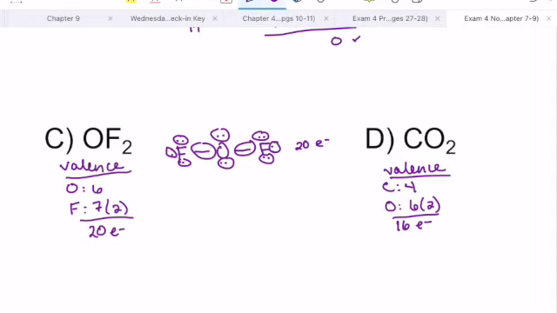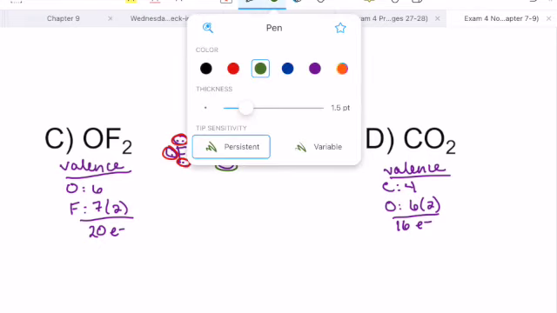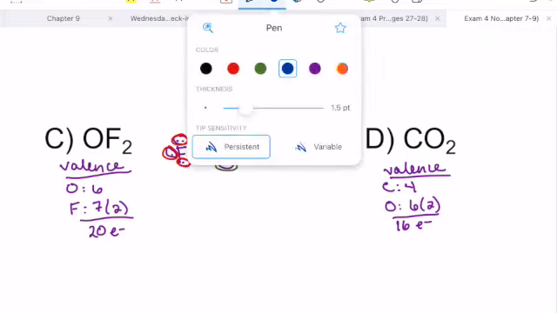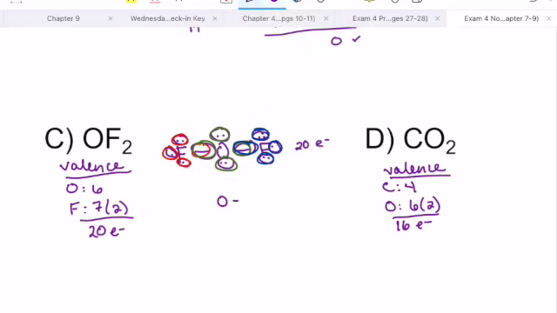Then we have to decide, do we have octets everywhere? So fluorine has 2, 4, 6, 8 electrons. Oxygen has 2, 4, 6, 8 electrons. And our other fluorine has 2, 4, 6, 8 electrons. So we've got our octets, we've counted our electrons, everything's good. So let's draw our molecule real quick again so it doesn't look crazy.